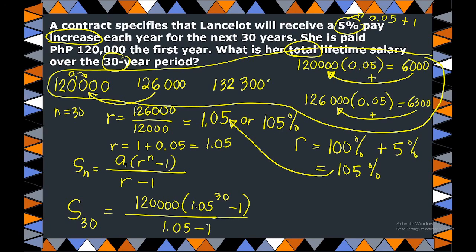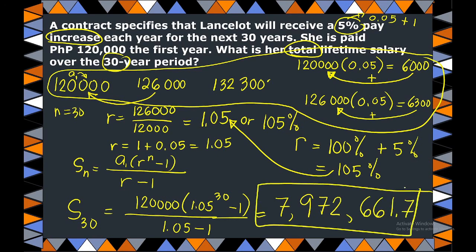Let's calculate everything now. Let's start with 1.05. Exponent is 30 minus 1. Multiply the result to 120,000 divided by the quantity of 1.05 minus 1 close parenthesis. You will be getting 7,972,661.7. So this will be the total lifetime salary over a 30-year period.